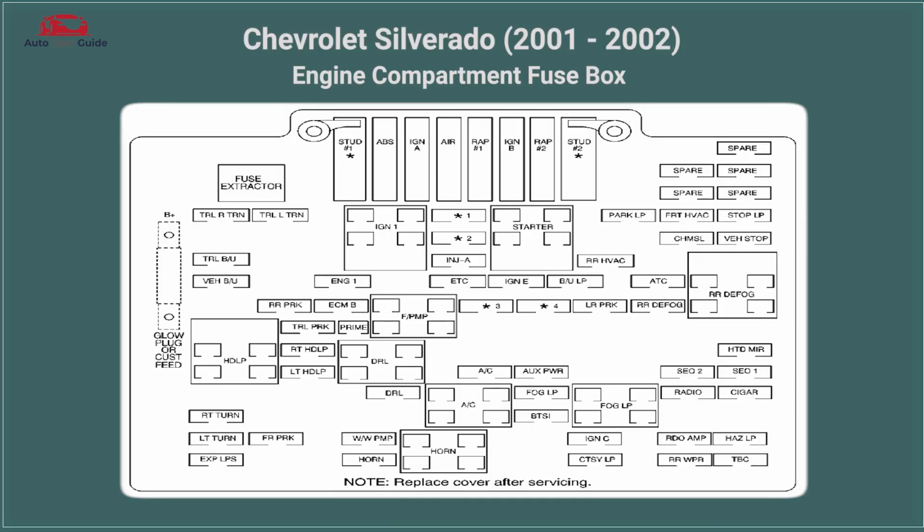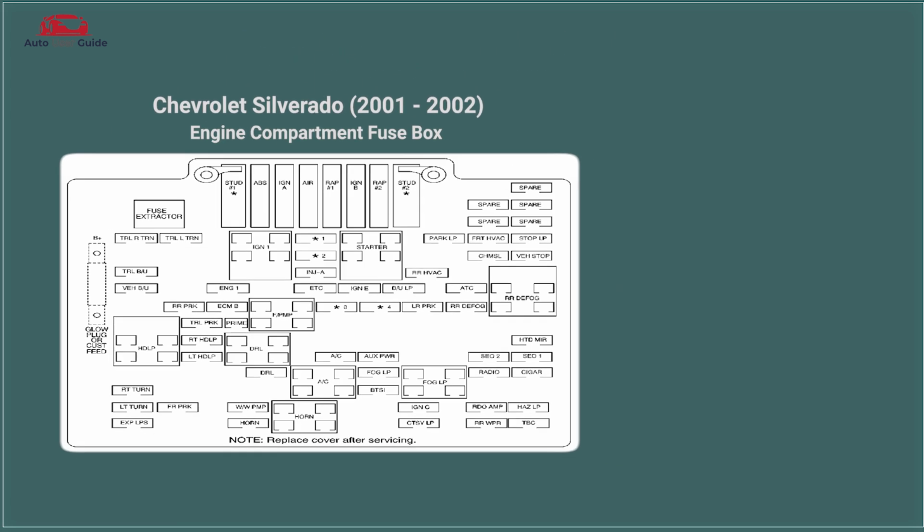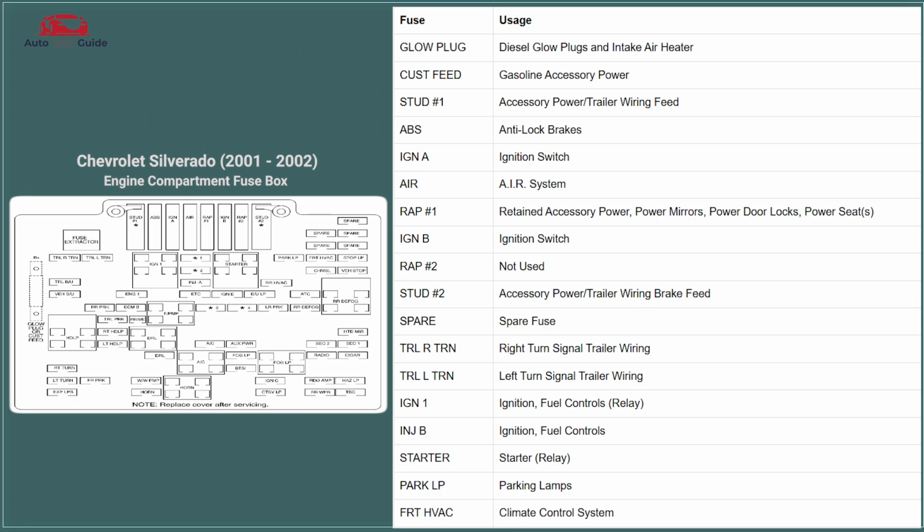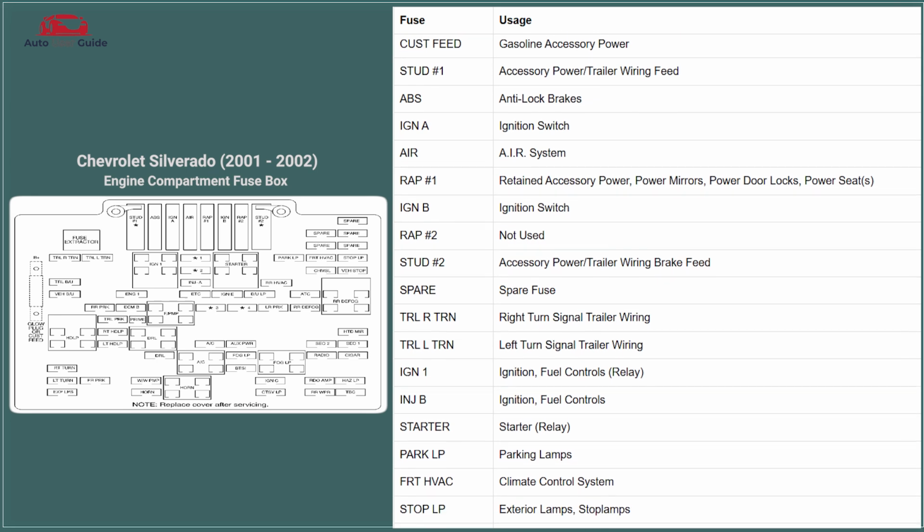The engine compartment fuse box in the 2001 to 2002 Chevrolet Silverado controls and protects circuits for systems like the ABS, fuel pump, headlights, ignition, and cooling fans.